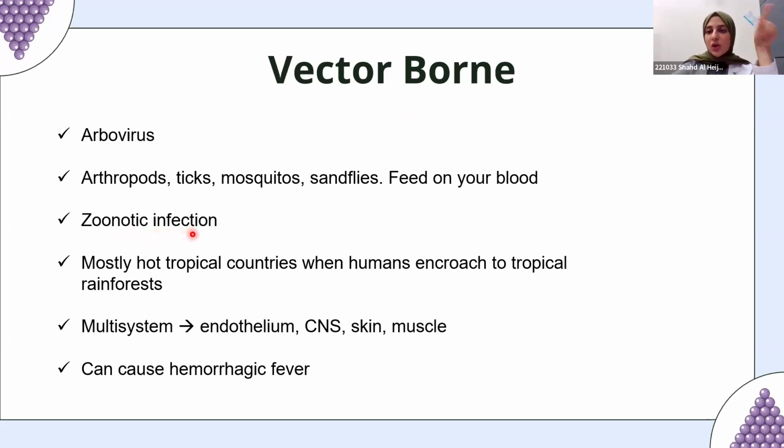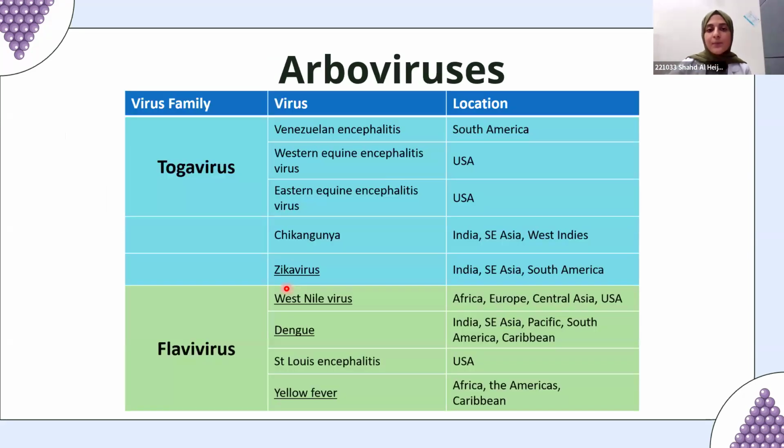So again, this is a zoonotic infection. It's jumping species. And it's mostly in hot tropical countries when humans encroach on tropical rainforests. Basically, what this means is they're usually just in animals. They're not affecting anyone. Humans go to the tropical country, they go to the rainforests, and they get infected. So now it jumped species from the animals to the humans. And it's multi-system, so it will affect the endothelium, the CNS, the skin, and the muscles. And it can cause a hemorrhagic fever depending on the type of virus. So some of them can cause encephalitis, so they cause infection in the brain. Some of them can cause hemorrhagic fever, and we're going to talk about the specific types in the coming slides.